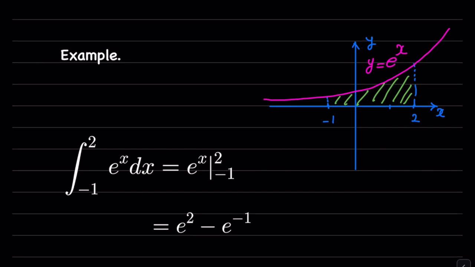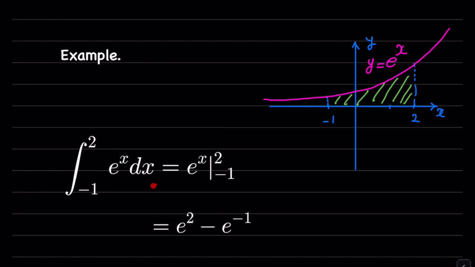I want to find the area under the graph of the exponential function between minus 1 and 2. That's the area shaded in green here. Again, you just simply apply the Fundamental Theorem of Calculus.